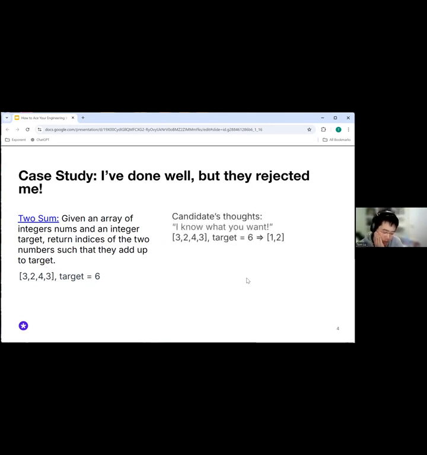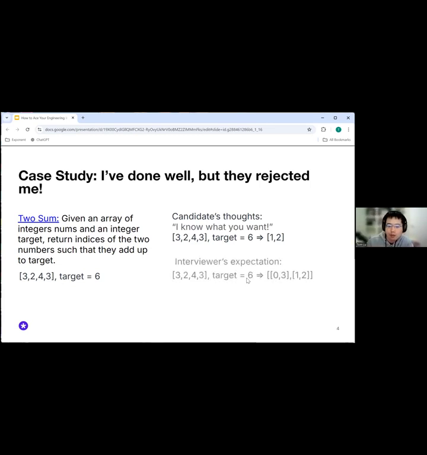So the point I'm trying to make is sometimes we think we have done a good job, providing a working solution to the interviewer, but somehow we get a rejection. So maybe the case here is the candidate thinks, I know what you want, I'll just pick any pair of indices, either in this case 1, 2, or 0, 3. They add up to 6, right? 2 plus 4 equals 6, and 3 plus 3 equals 6.